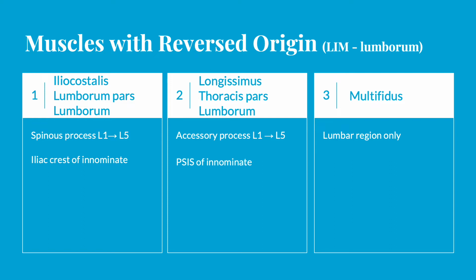L is for longissimus thoracis pars lumborum. And then I is for iliocostalis lumborum pars lumborum. And then M is for multifidus, and only in the lumbar region. So just know the multifidus in the lumbar region, and then everything else has to have the pars lumborum towards the end of it. So limb lumborum.